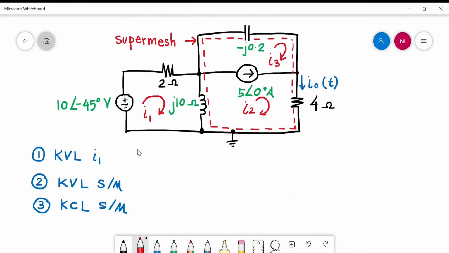Okay, for this circuit, we should have 3 equations. The first one is KVL for this loop, and then KVL for the supermesh that combines I2 and I3. And the last one is KCL for the supermesh.